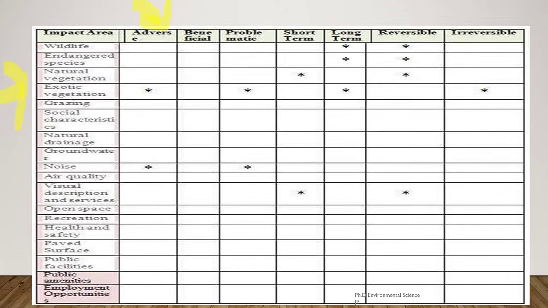Now you can see the asterisks are given. It is given wherever the presence of impacts are there in the corresponding categories. For example, if the project is constructed, what impact will it have on wildlife? So it will have long-term and reversible impact. Wherever these asterisks are there means over there impacts are present. Like in case of endangered species, what impact will it have on endangered species, long-term as well as reversible.